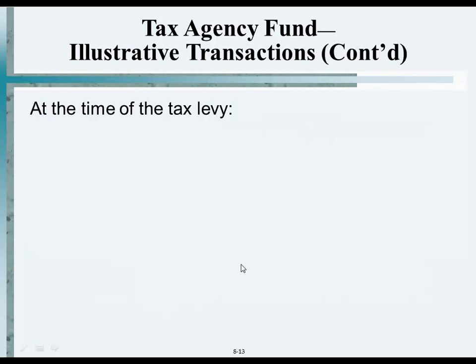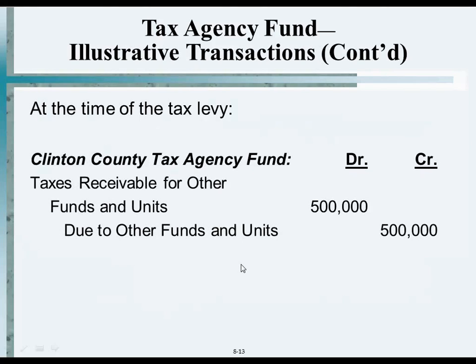And there are tons of journal entries here. First of all, let's set up the receivable. Agency fund, no revenues. A due from taxpayers and a due to everybody else. See that? Due from other funds or units and due to other funds and units.